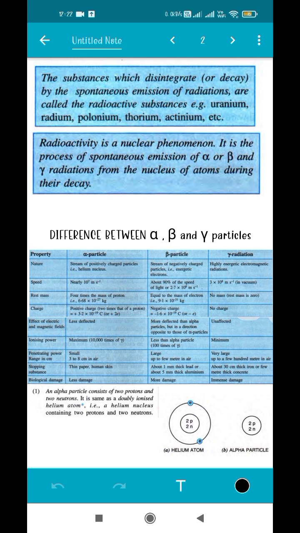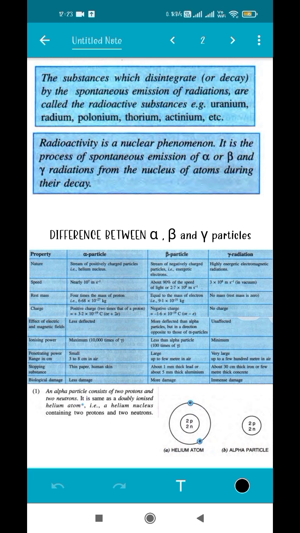So we will study about 3 different particles or rays which are released from certain substances. They are the alpha, beta and gamma particles. So we are going to learn about them in detail. First of all, what are alpha particles? Alpha particles are actually the helium nucleus and they are positive in nature.